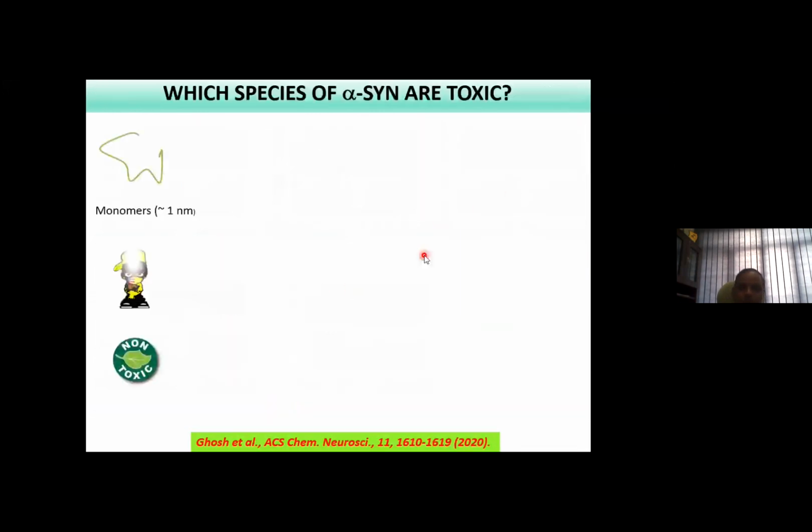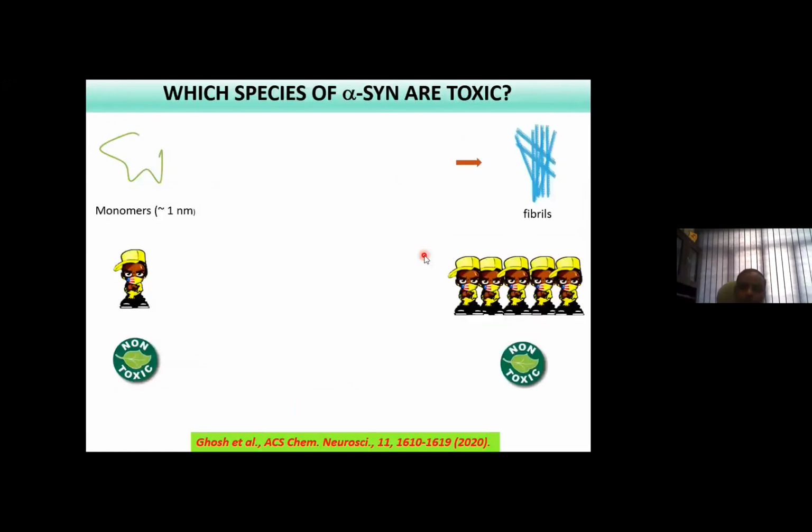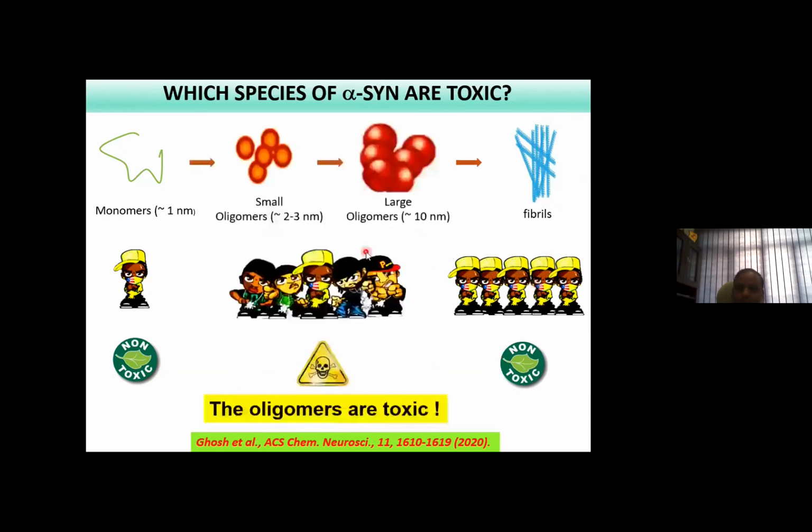So we identified that the monomers of this aggregation species are not toxic, as per the literature survey. The fibrils are also not toxic. However, this intermediate species, the large oligomers, which we can compare with a gang of goons with different characters, are very vulnerable. People have already reported that the oligomers are very toxic.